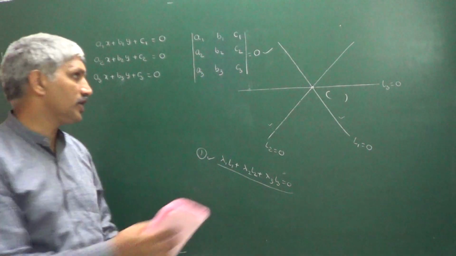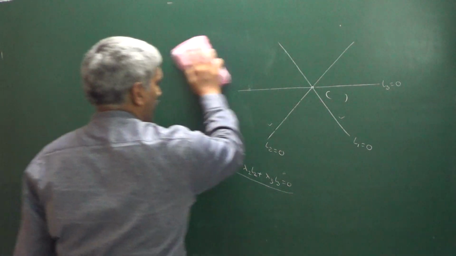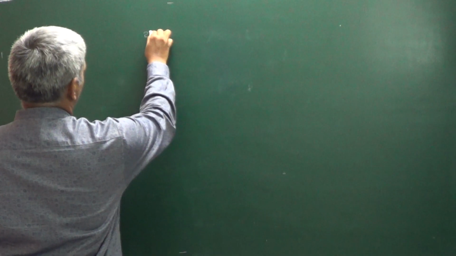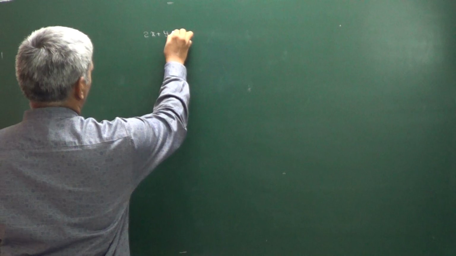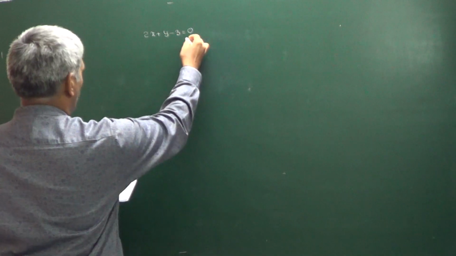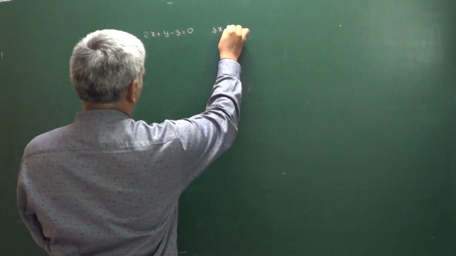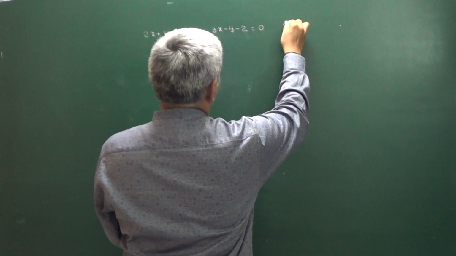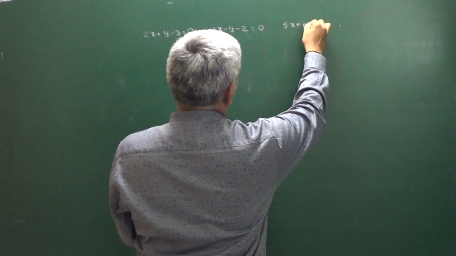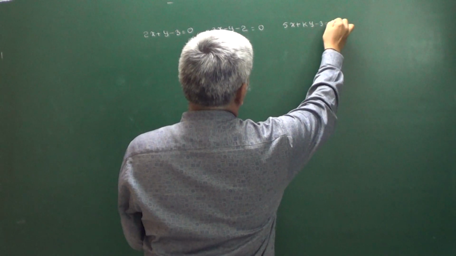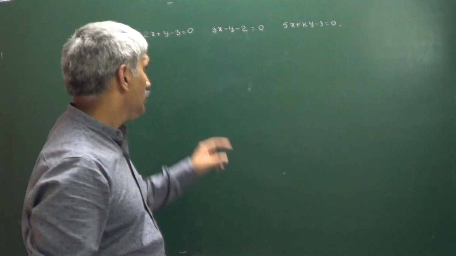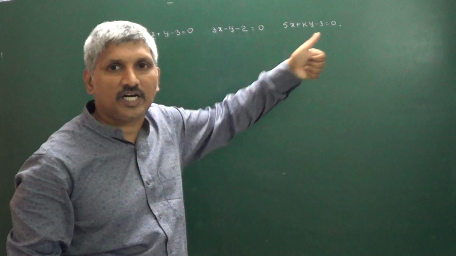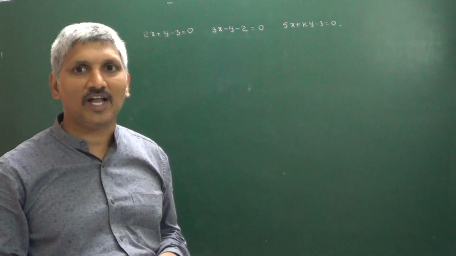Let's take one question here. The question is given in this way. For us the three lines are given. Those three lines are concurrent. The first line equation is 2x plus y minus 3 equals 0, the second line equation is 3x minus y minus 2 equals 0, and the third line equation is 5x plus ky minus 3 equals 0. These three lines are concurrent. Then he is asking to find the value of k.